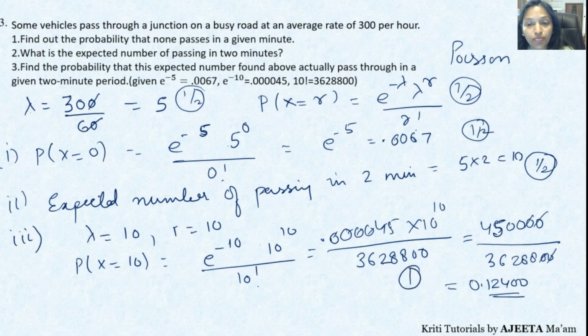Okay, so this is how the marking goes on. But there is a mark for formula, for average, everything, right? So do not skip the steps.